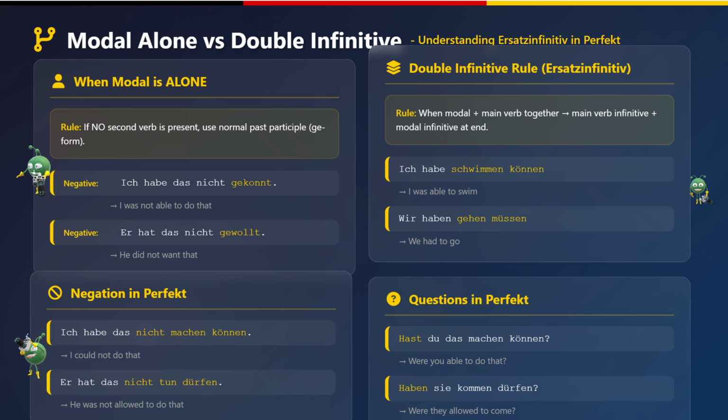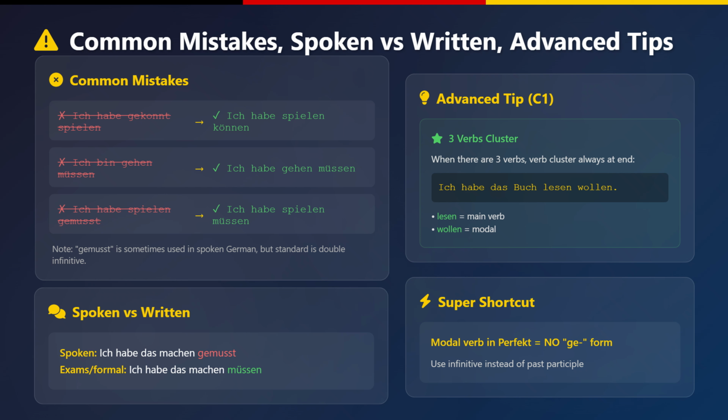For negation in perfect, ich habe das nicht machen können. For questions, hast du das machen können or haben sie kommen dürfen? The rule is clear. If there is another verb, use the ersatz infinitive, which means the double infinitive. This distinction is crucial for correct perfect with modals. This table covers common mistakes, spoken versus written German, and some advanced tips.